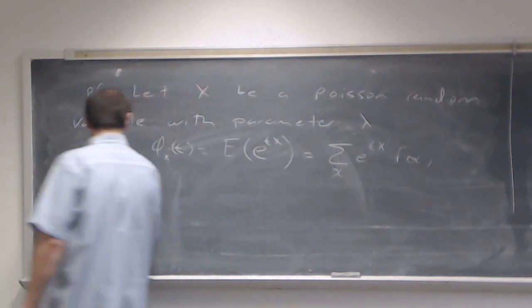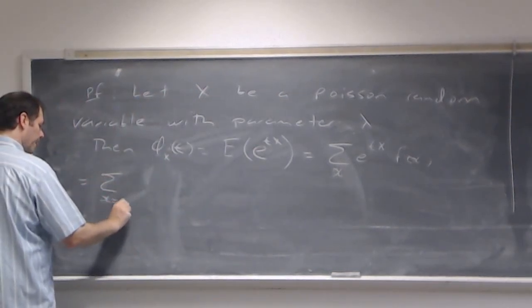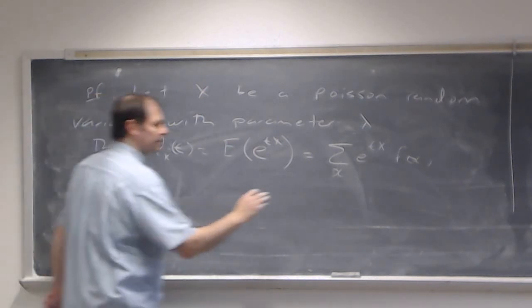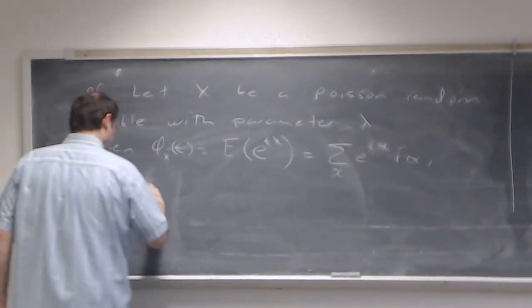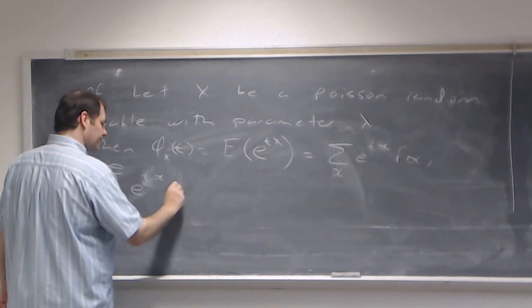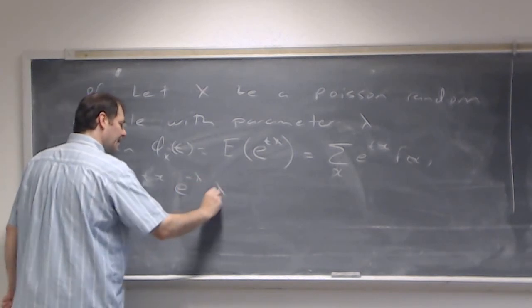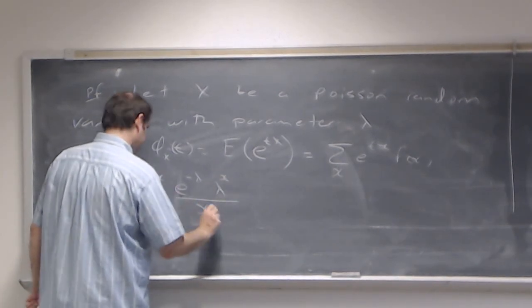So now I've got to remember all of this. What do the x values run from? They run from 0 to infinity. This shouldn't have been a big X, it should have been a little x. e raised to tx, and f of x, what was that? It was e to the minus lambda, remember it's got parameter lambda, lambda to the x all over x factorial.